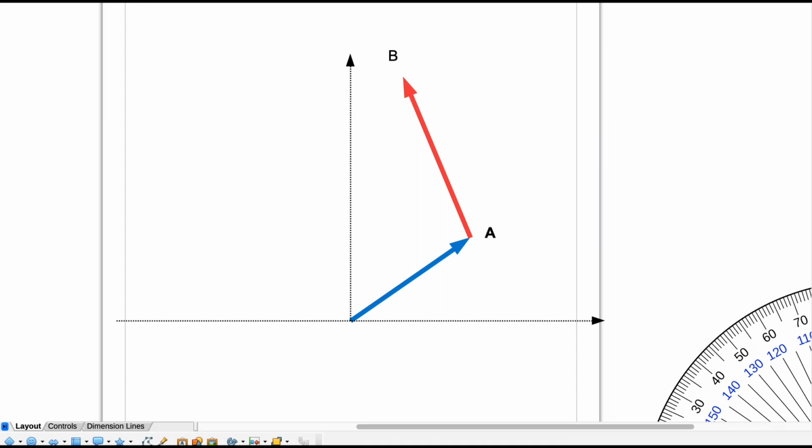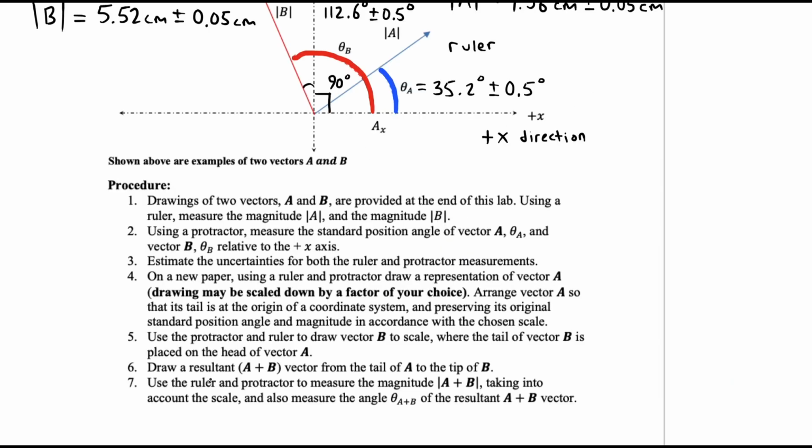The resultant will now extend from the tail of A to the head of B. The resultant can be called A plus B. It's the result of vector addition. We're now asked to use the ruler and protractor to measure the magnitude of the resultant A plus B. And we have to get the angle of it as well.